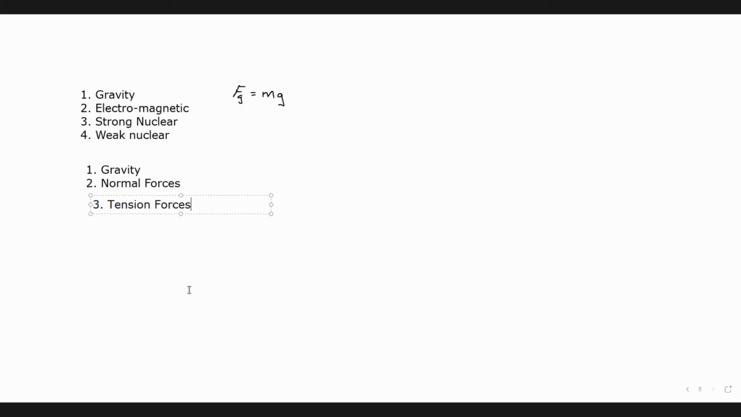Okay, and a fourth category is friction. Now, friction is an interesting animal. We're not going to discuss it in detail because we don't have a model yet for it, but we're going to model friction in a simple way in the next chapter. Friction acts in this way. Normal forces always act perpendicular to the surface of contact.